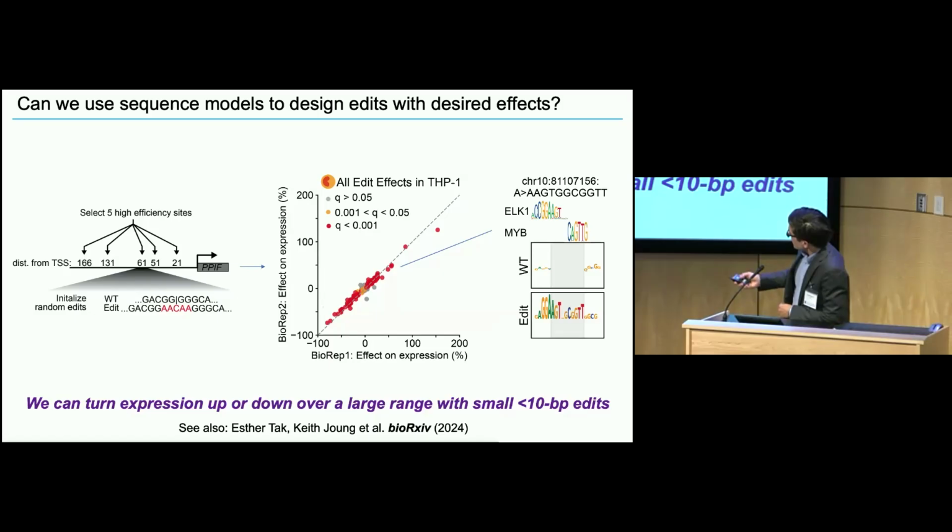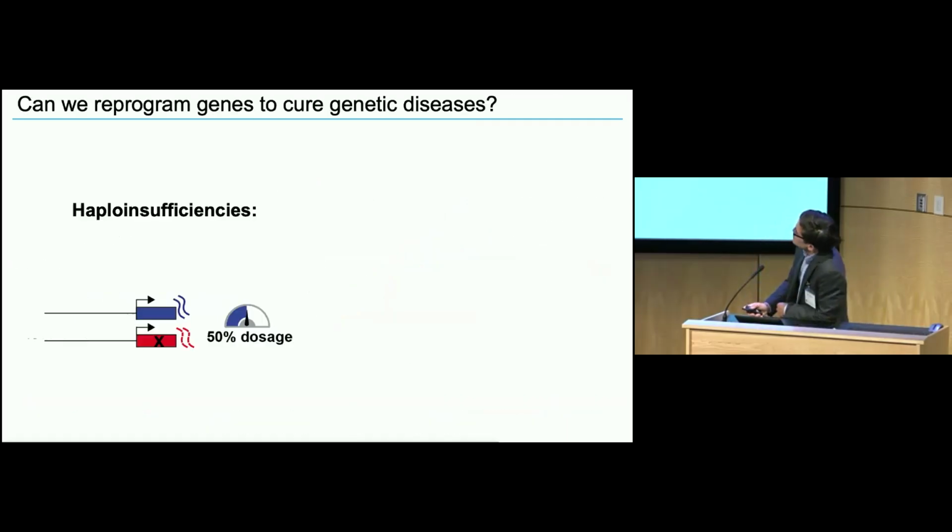There's another preprint from Keith Jung's lab that observes something similar. And so we think that this could be really useful in the future for both understanding gene regulation, the principles of how you turn genes up and down, but also potentially for gene therapies for certain types of diseases. One type of disease that we're thinking about is haploinsufficiencies, where you inherit one loss-of-function variant from one parent and you have one good copy of the gene, meaning that you have 50% the normal dosage.